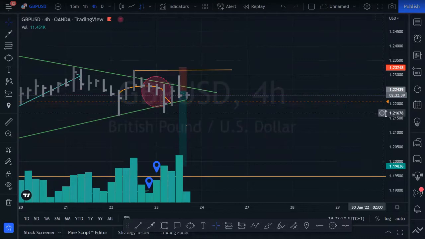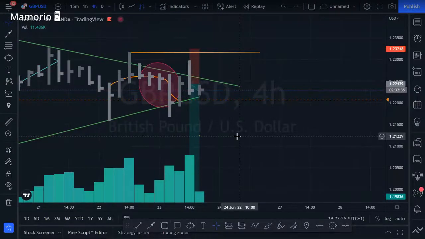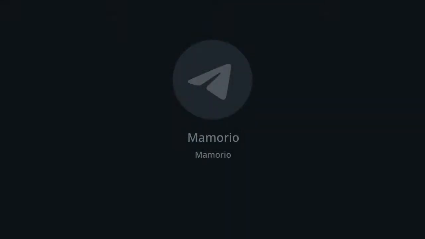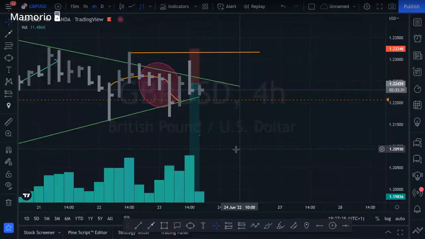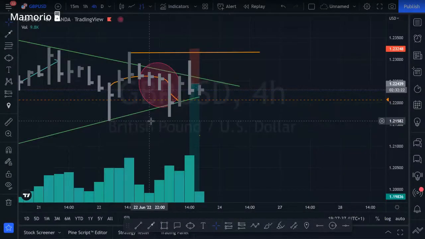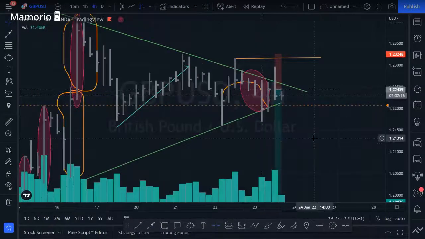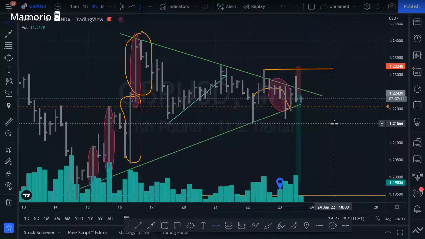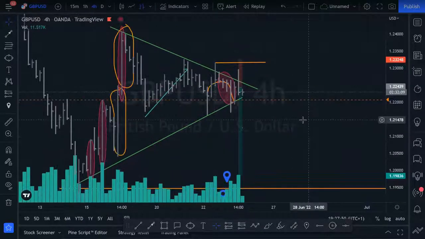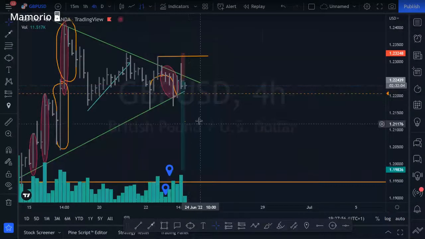Our background is showing us that we have poor buying and good selling. So probably our apex is going to break to the downside. It's going to mark down.